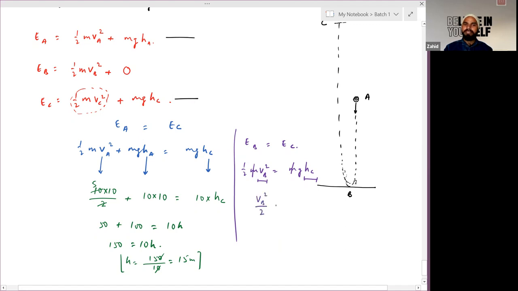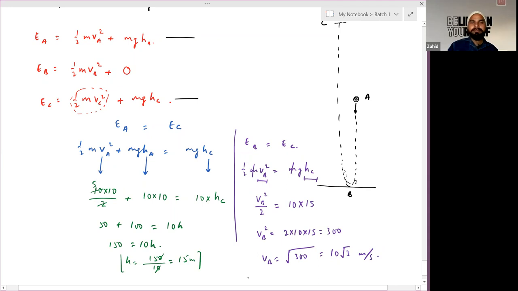VB squared divided by 2 is equal to g, which is gravity having value 10, times the height we have calculated as 15. Move this 2 to the other side, you will get VB squared is equal to 2 into 10 into 15. So it will become 300. So VB will be equal to root under 300, or it will be 10 root 3 meter per second.